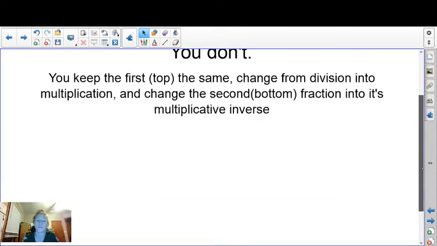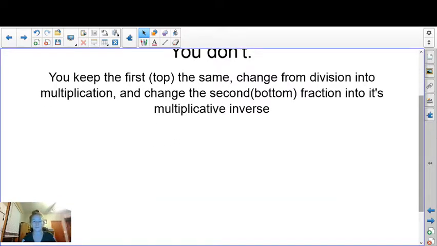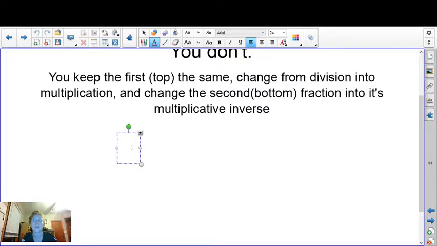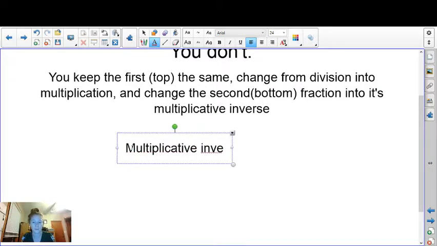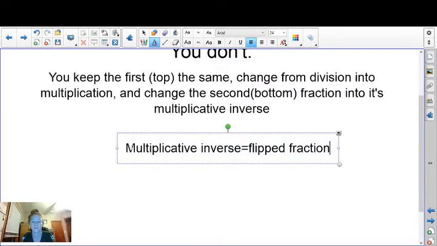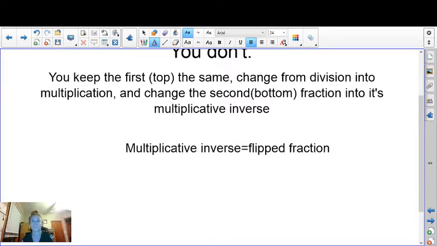And you're like, what on earth is that thing? Well, the multiplicative inverse, the reason I use that word is because they want you to know it in the algebra standard. And remember, the goal is to get you to be taking algebra in 8th grade. So it's a long-term goal here. So multiplicative inverse is just the flipped fraction. That's all that means. I'll show you.